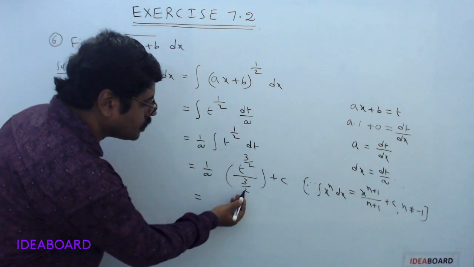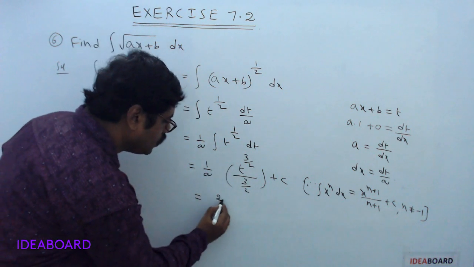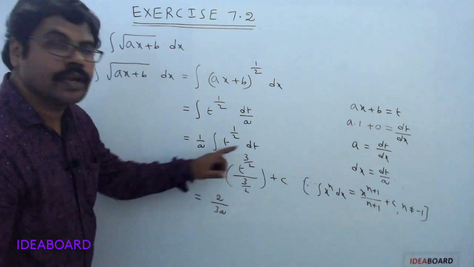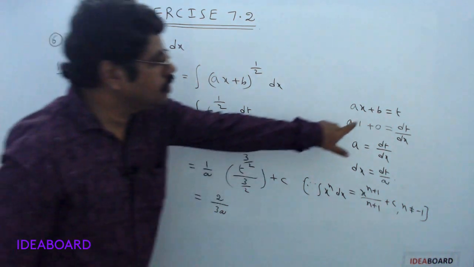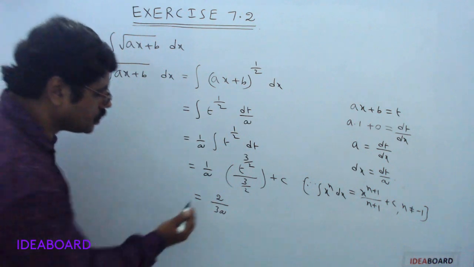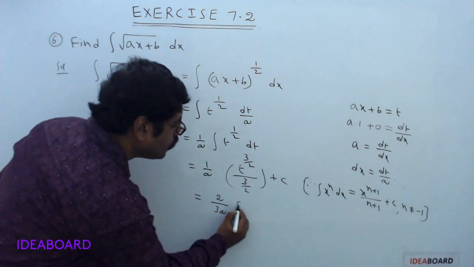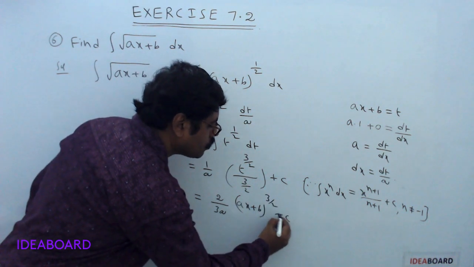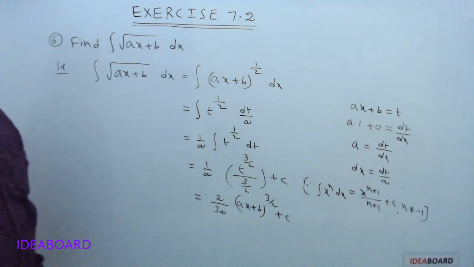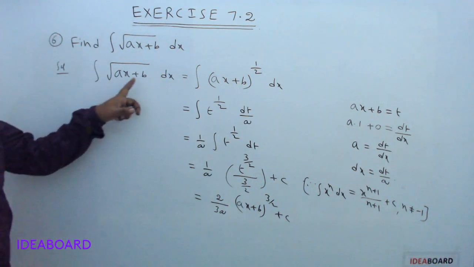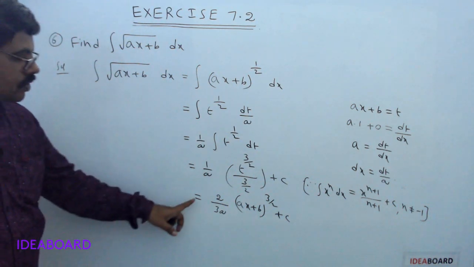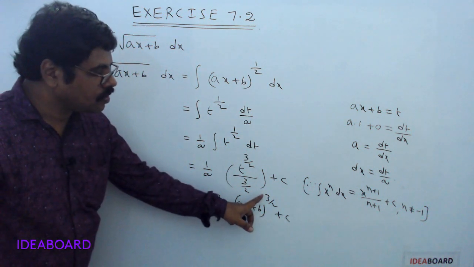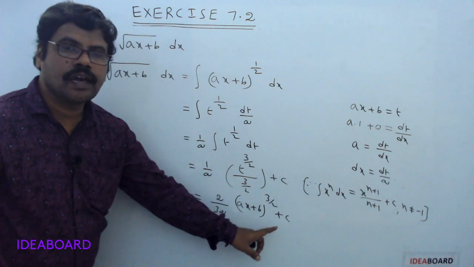Now this equals, this 2 will be transferred to the numerator. So 2 divided by 3a into t power 3 by 2. Now replace t with ax plus b. So this is 2 by 3a into ax plus b whole power 3 by 2 plus a constant c. So what is the answer? Integral root of ax plus b dx equals 2 divided by 3a into ax plus b whole power 3 by 2 plus a constant c.